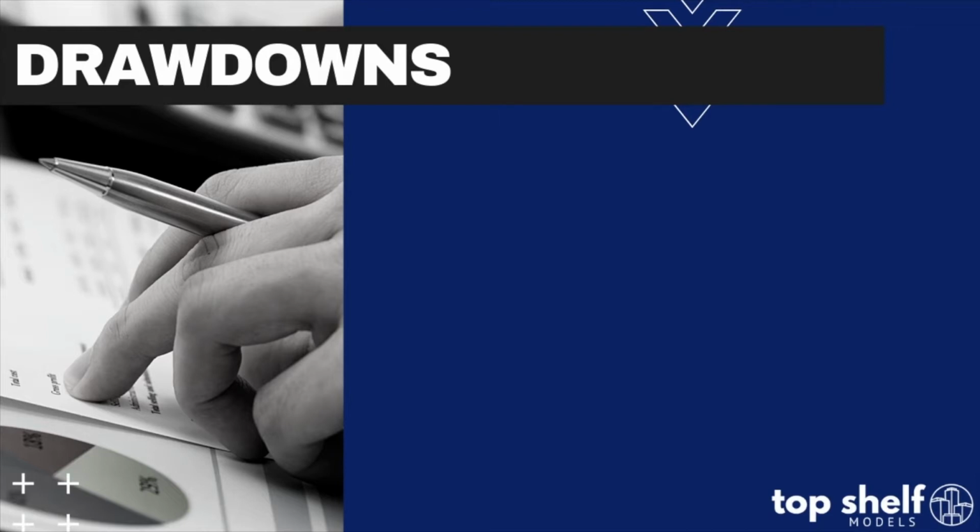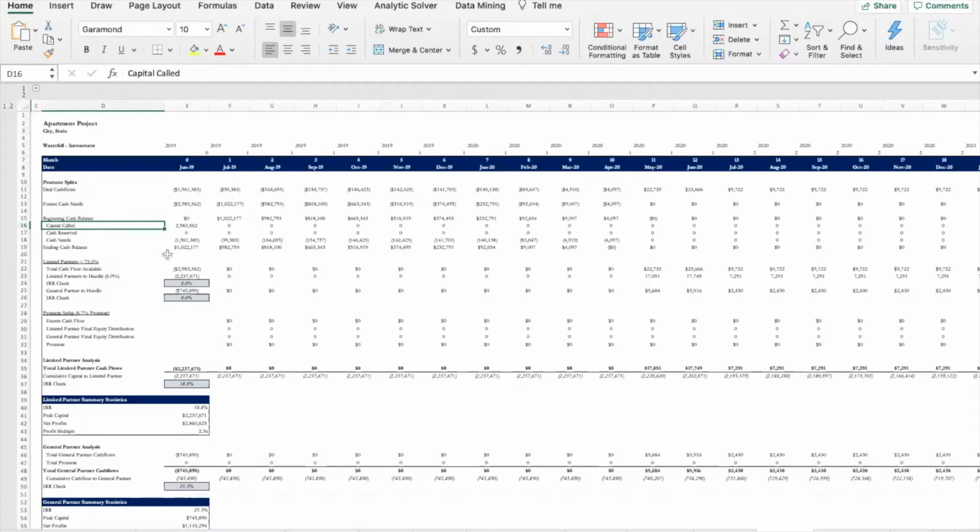And today I am going to be discussing drawdowns in the context of private equity and also lending. So I'm going to start off with private equity, and I have this multifamily acquisitions model from Top Shelf Models I'll be using to demonstrate.